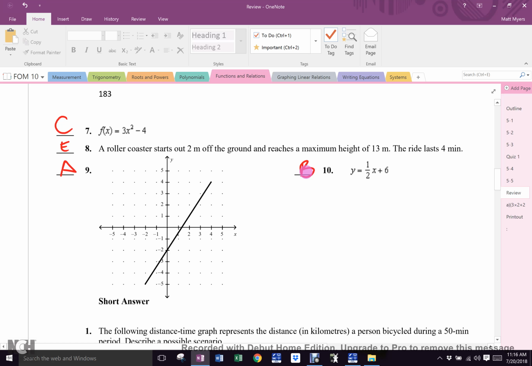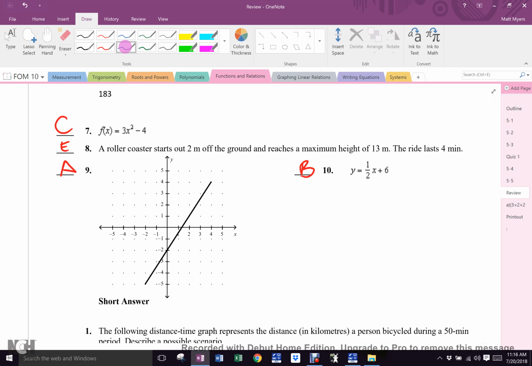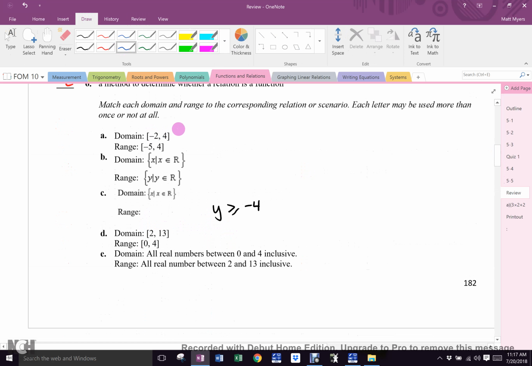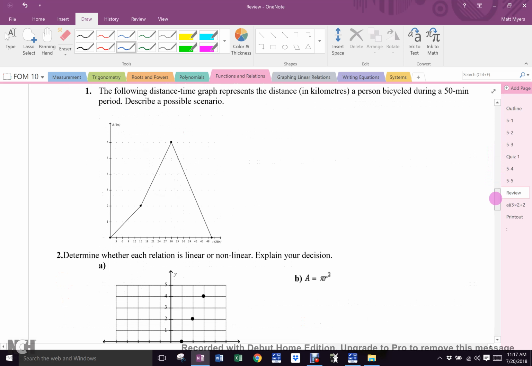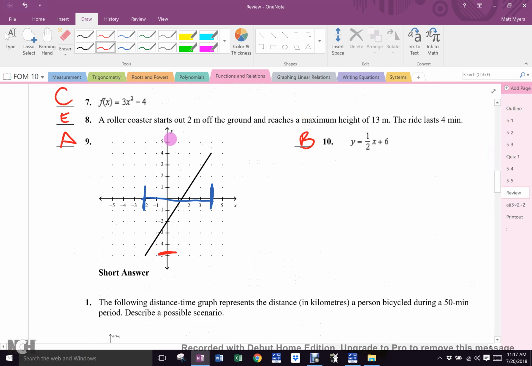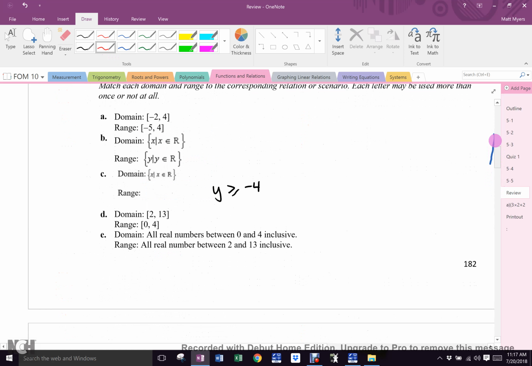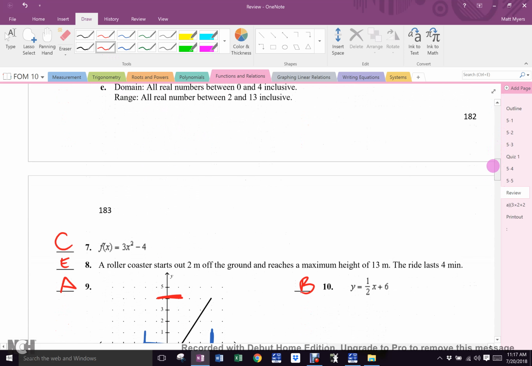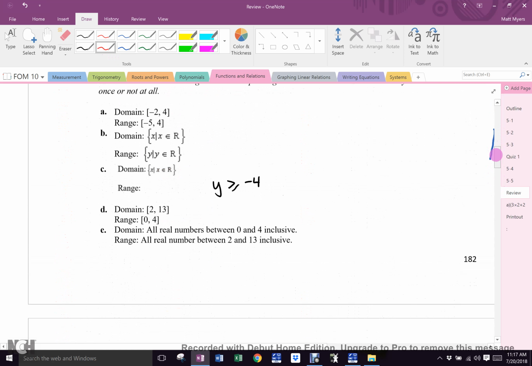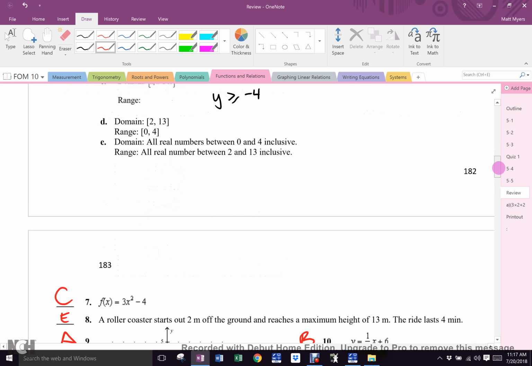Number 9. Domain is on the x-axis. There it is, -2 to 4. A, -2 to 4. Range on the y-axis, -5 to 4. Anybody else? 10. All real numbers, all real numbers.